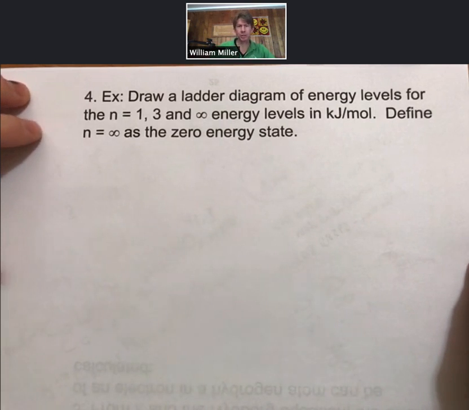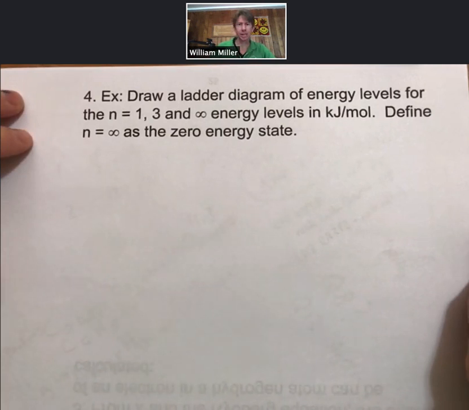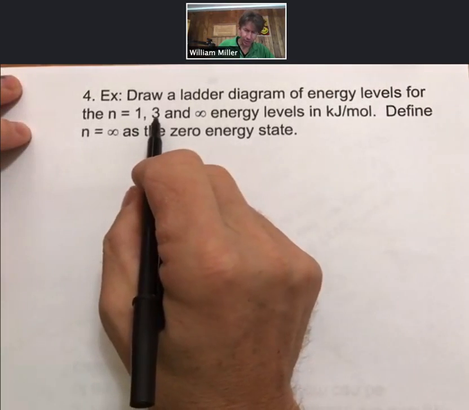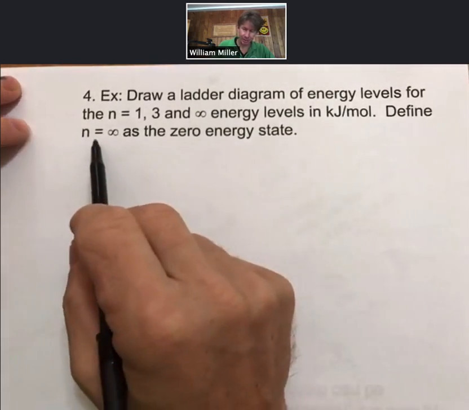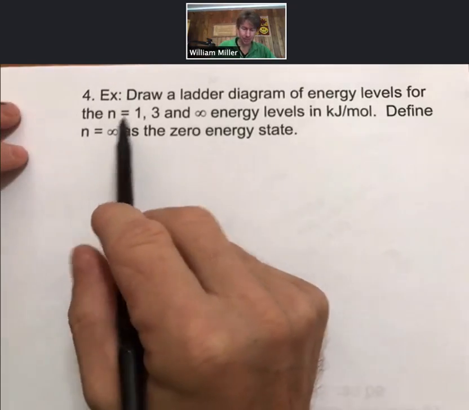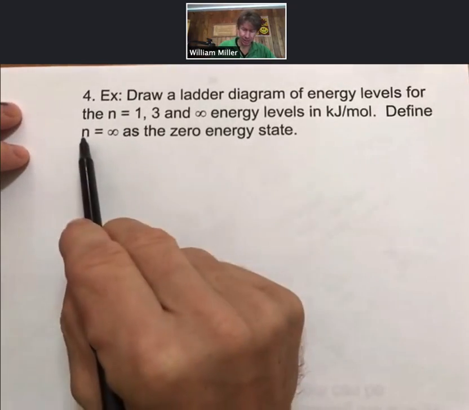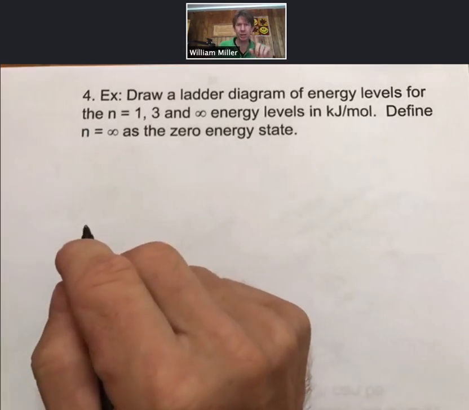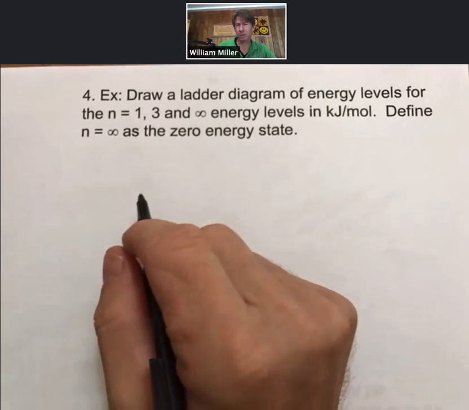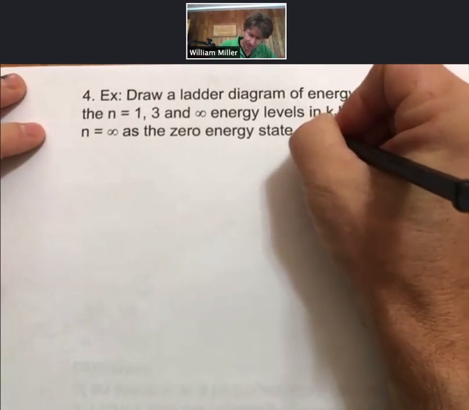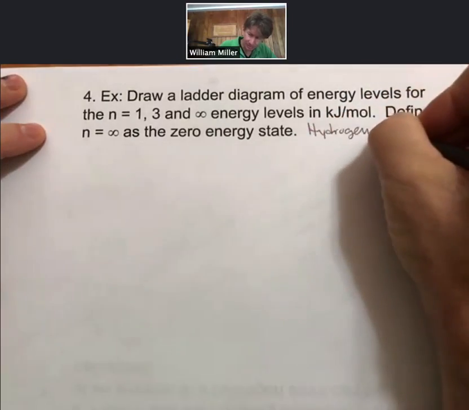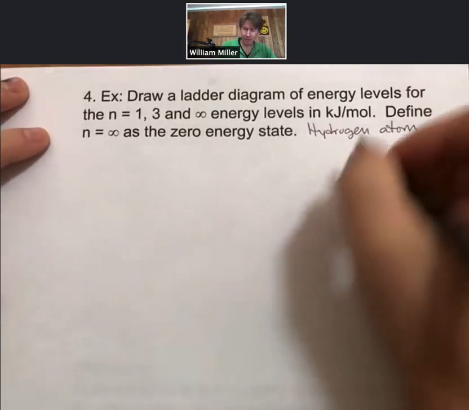Now let's use the equation we just derived to discuss something that I like to call a ladder diagram of energy levels. And we're going to be looking at the ladder energy for n equals 1, 3, and infinity, and we'll talk about what these mean, in kilojoules per mole. And because there are no absolute values in energy, we will define the 0 energy state as when n equals infinity. And there's one other detail, so we have to say which 1 electron system we're using. The 1 electron system we're going to use is a hydrogen atom.